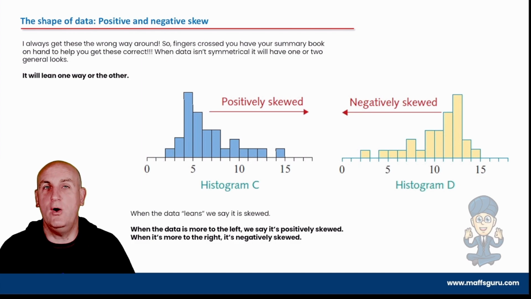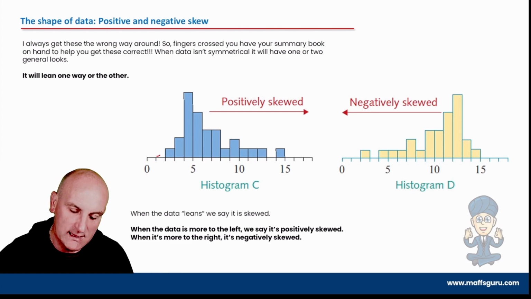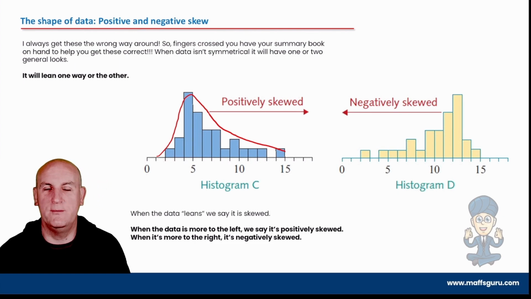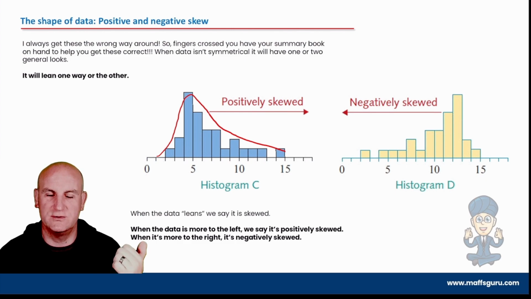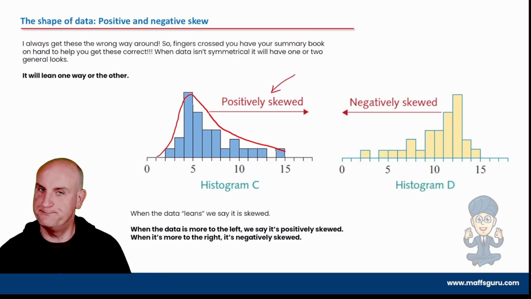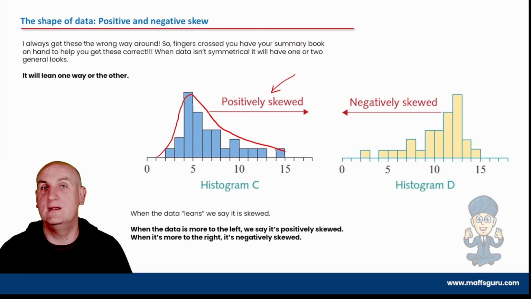Now, if it's not symmetric, then it's got to be leaning one way or another. In this situation, if I draw my line over it, and I tend to do this just to help me, I notice that the data seems to be pushed more to the left than it does to the right. In that situation, as you can see from the diagram here, it is called positively skewed. Very exciting. Now, I always get these wrong, personally. That's why I have them in a summary book. I can guarantee in a week's time, if you asked me what that was, I wouldn't know if it didn't have positively skewed on. My brain just cannot remember this stuff. That's why I would put it in my summary book.